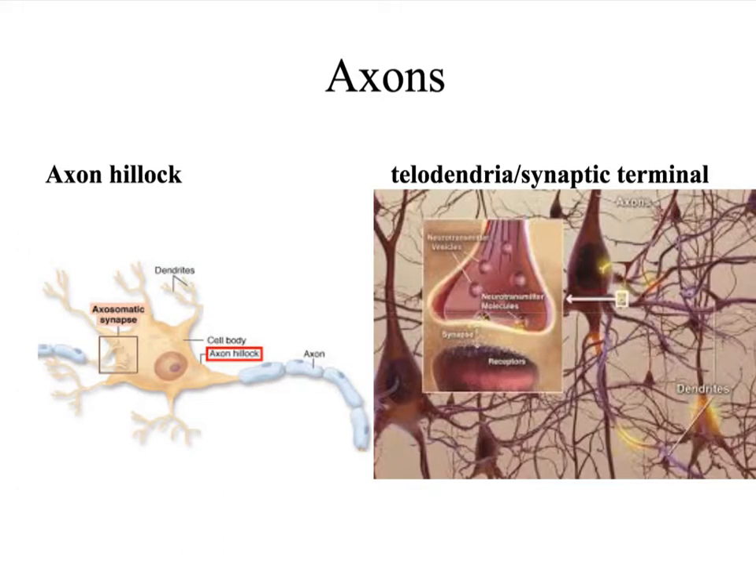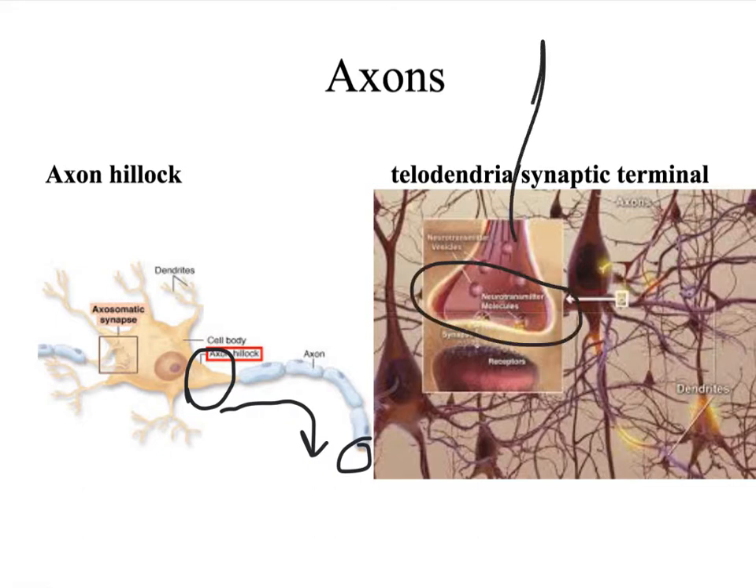Axons have a couple of regions I wanted to mention because they'll come into play a little bit later. First off, the axon hillock is the little butt of the axon as it leaves the soma. So again, information will be transmitted in this direction. And then at the end of the axon down here, you'll find what's referred to as a telodendria, and they end in a synaptic terminal. So it would be this. So the axon will be this direction.